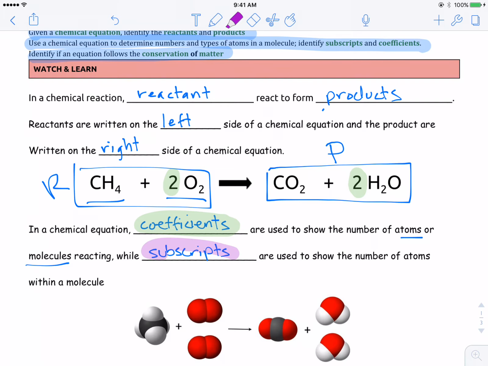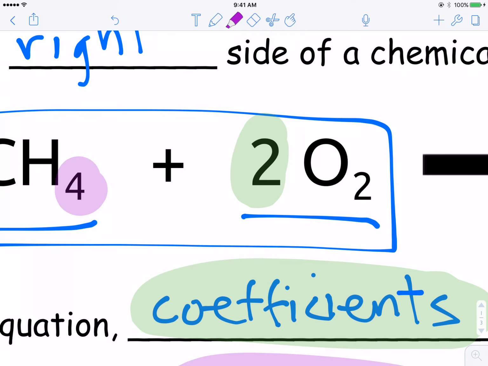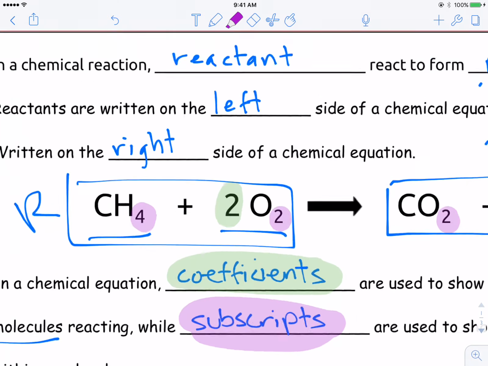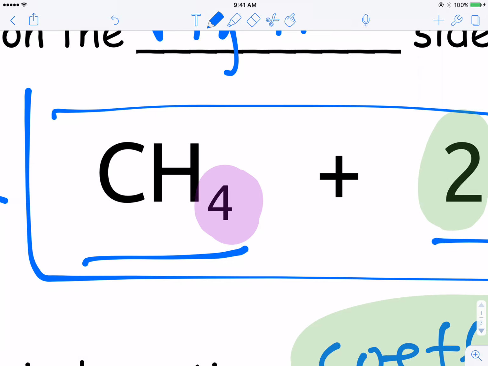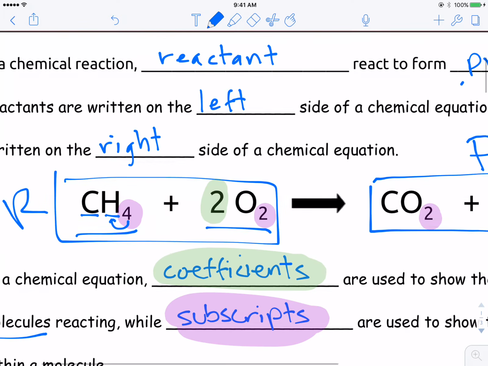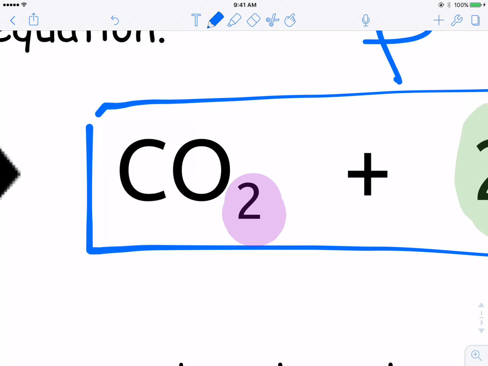Subscripts, sub means below and script means to write. So these little numbers below certain atoms are subscripts. So for example, in CH4, this subscript 4 means there are 4 hydrogen atoms. Now there's no subscript for carbon, the C right here, because there's just one. So there's 1 carbon and 4 hydrogen. This subscript here for CO2, this 2 means there are 2 oxygen atoms and just 1 carbon atom in a molecule of CO2.